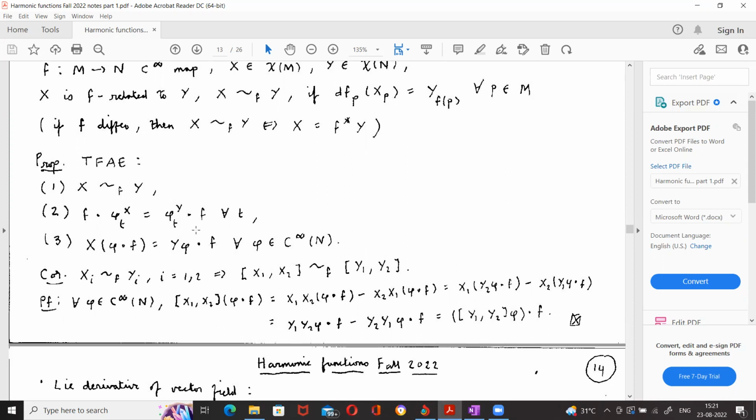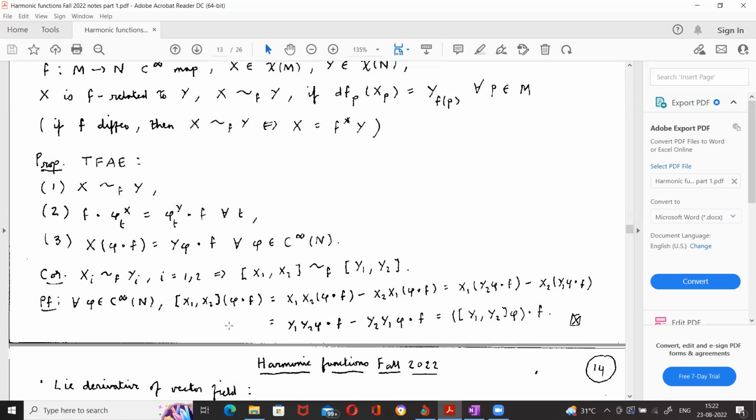The property that we need is that if I have two pairs of vector fields, say x1, x2 on M and y1, y2 on N, such that x1 is F related to y1 and x2 is F related to y2, then the bracket of x1 and x2 is F related to the bracket of y1 and y2. This is just a simple computation using property 3.